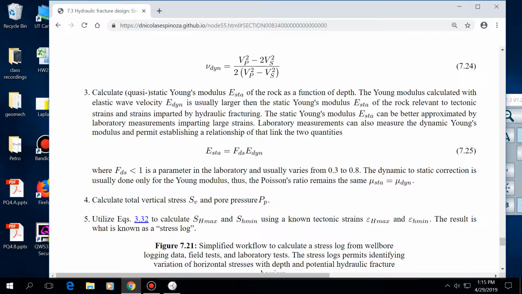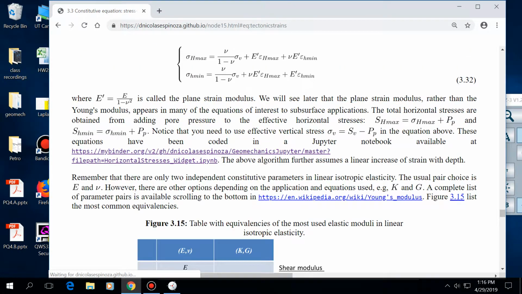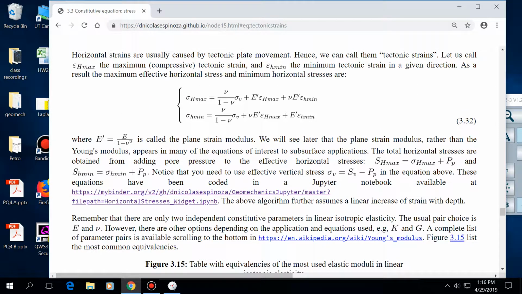After you get all of that, this is a mistake. This shouldn't be mu. This should be nu, NU. Okay, I'll correct that. After you do that, once you have vertical stress and you have pore pressure, you can compute the effective stress. And I'm also giving you what the tectonic strains are. And after you do that, you can use these equations.